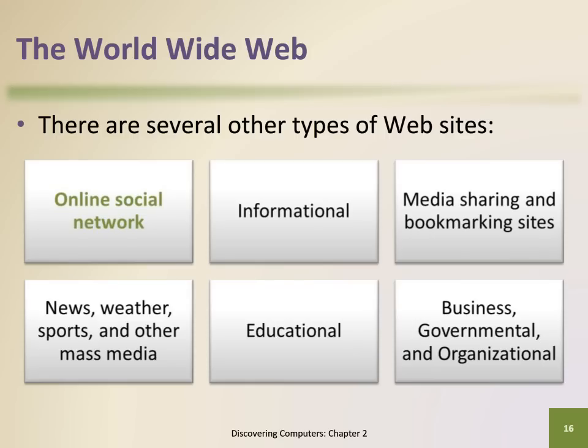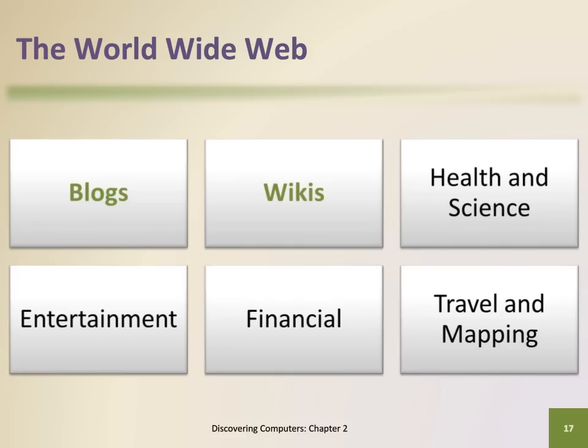Education sites provide formal and informal educational opportunities. Business, governmental, and organizational websites provide information for customers, citizens, and members. Blogs reflect the interests, opinions, and personalities of the author. Wikis allow users to organize, edit, and share information. Health and science websites provide users with up-to-date information.